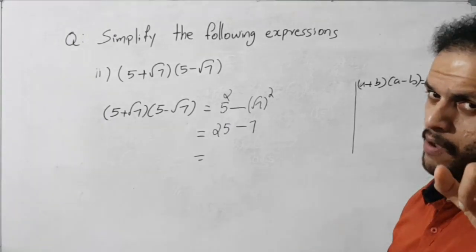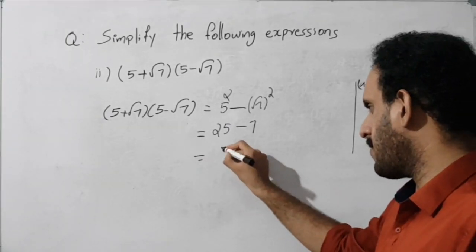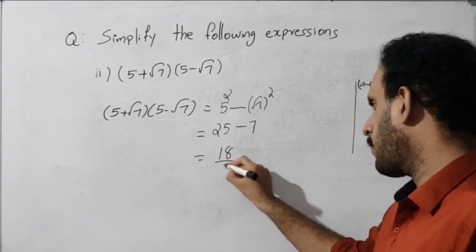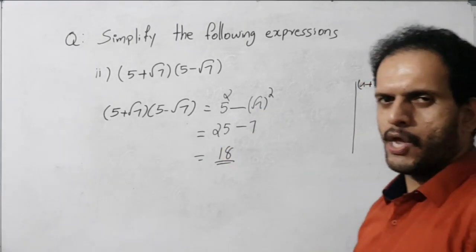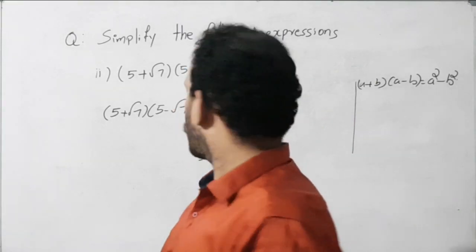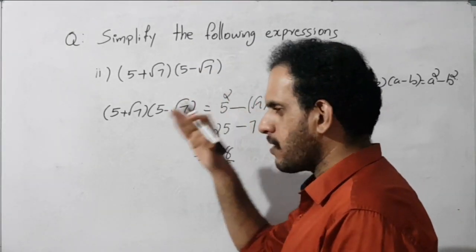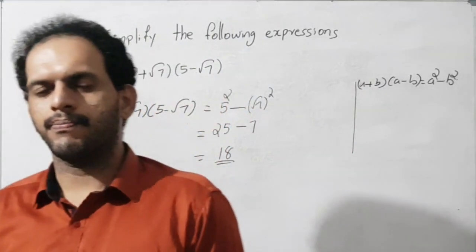What is 25 minus 17? That one is 18. Correct? That one is 18. 25 minus 7. Not 17. 25 minus 7 is equal to 18.